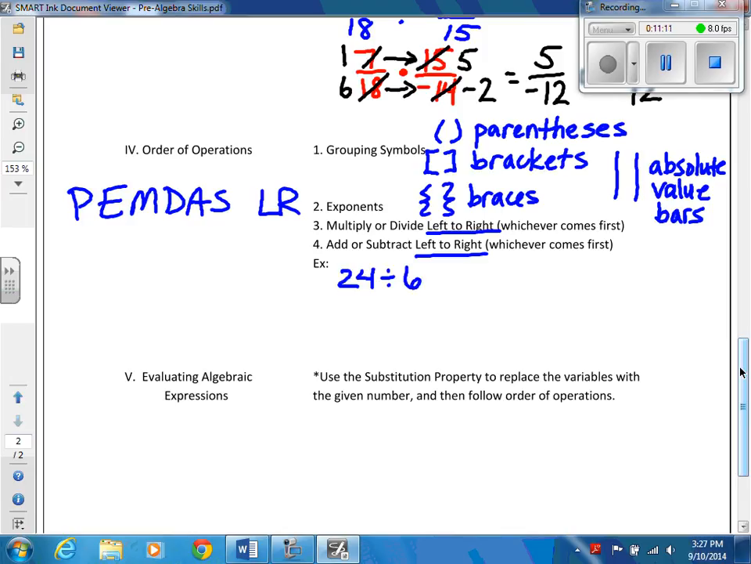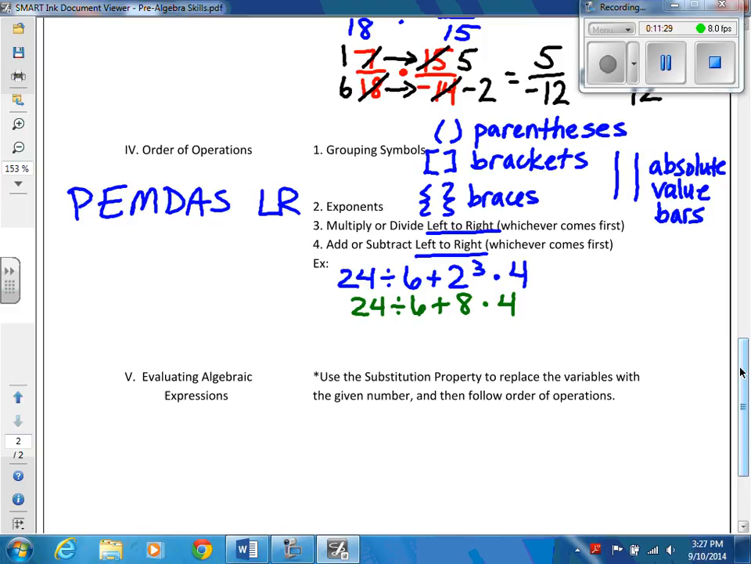So we have 24 divided by 6 plus 2 to the third power times 4. Right, there are no grouping symbols in this problem, so we're going to go straight to exponents. Do one piece at a time. Try not to do too much, or you could jeopardize the answer. 24 divided by 6, then 2 to the third is going to turn into 8 times 4.